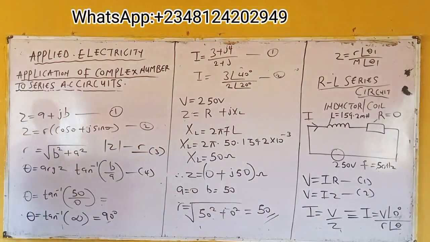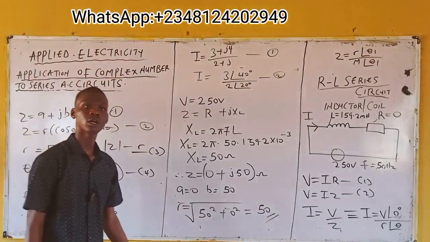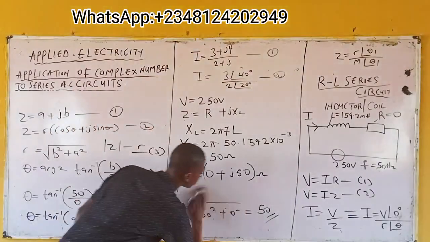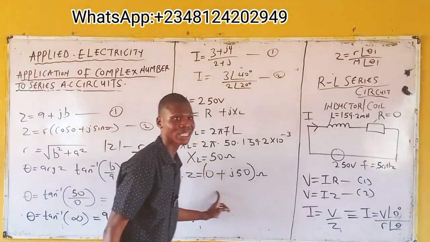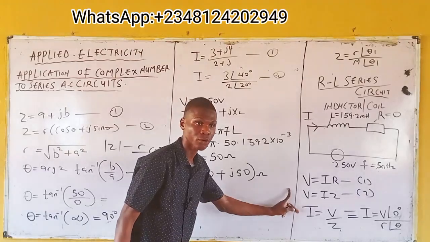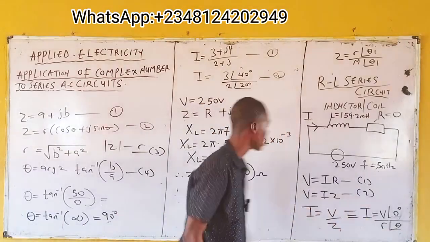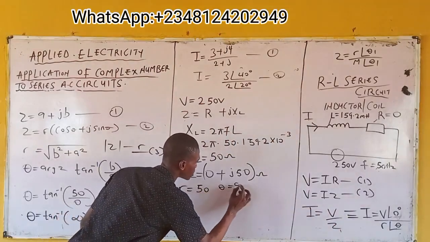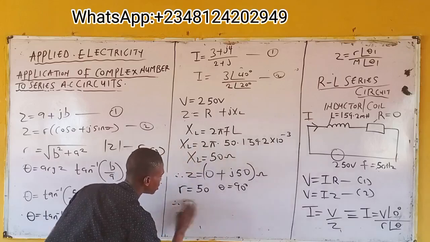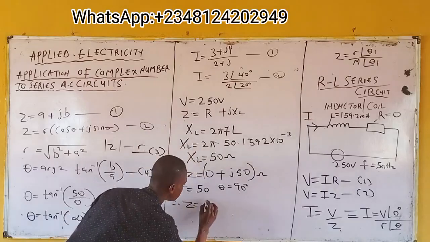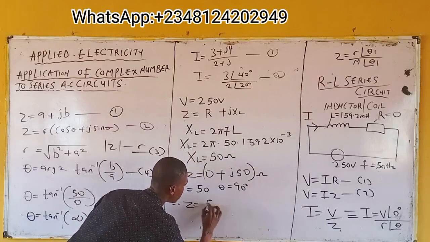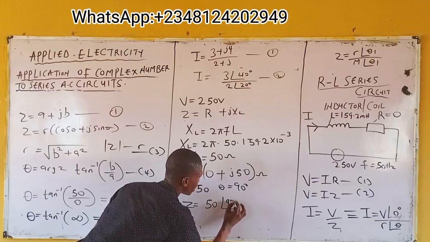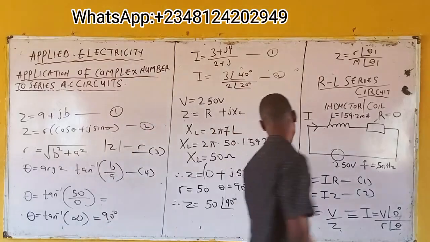Now, back to this place, I already know my R and I already know my theta. Any question? No question. Now, from here, this is my Z in rectangular form. And I need my Z in polar form. What's the value of R that I got? 50. What's the value of theta that I got? 90. So substitute, meaning Z in polar form can be written as 50 at 90 degree. Yeah, that's it.